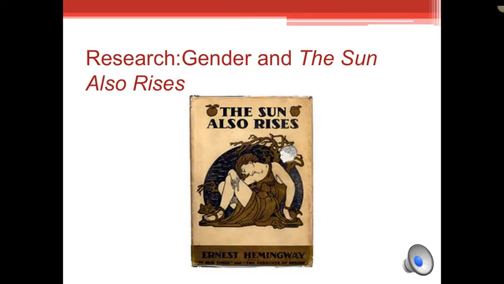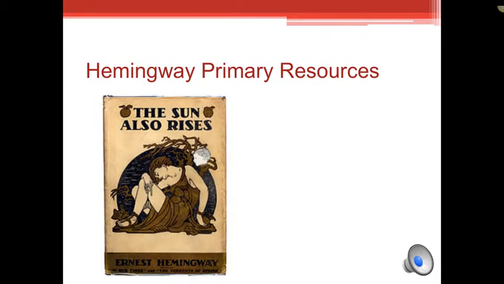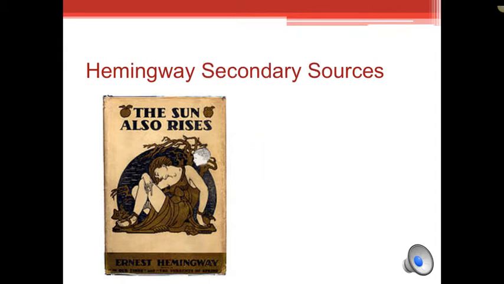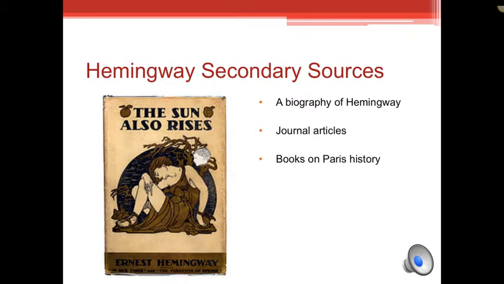Suppose we are researching gender identities in the novel The Sun Also Rises by Ernest Hemingway. Primary sources for this might include letters Hemingway wrote while he was working on the novel, newspaper or magazine articles from the 1920s that portray gender roles, A Movable Feast, a book Hemingway wrote about his time in Paris, interviews with Hemingway or associates from that time period, and the novel itself. Secondary sources might include a biography of Hemingway, journal articles providing criticism and analysis of the novel, and books about the history of Paris in the 1920s.